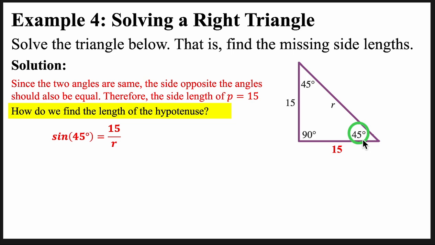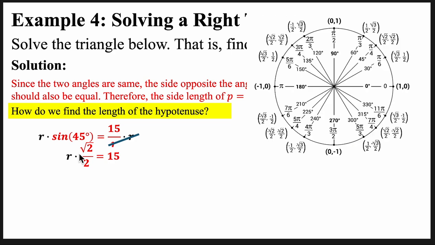And let's go ahead and solve for r. We can multiply both sides by r. R crosses out here. So you get r times the sine of 45 equals 15. Sine of 45, if you have the unit circle with you, is equal to the square root of 2 over 2. That's the exact value of the sine of 45.